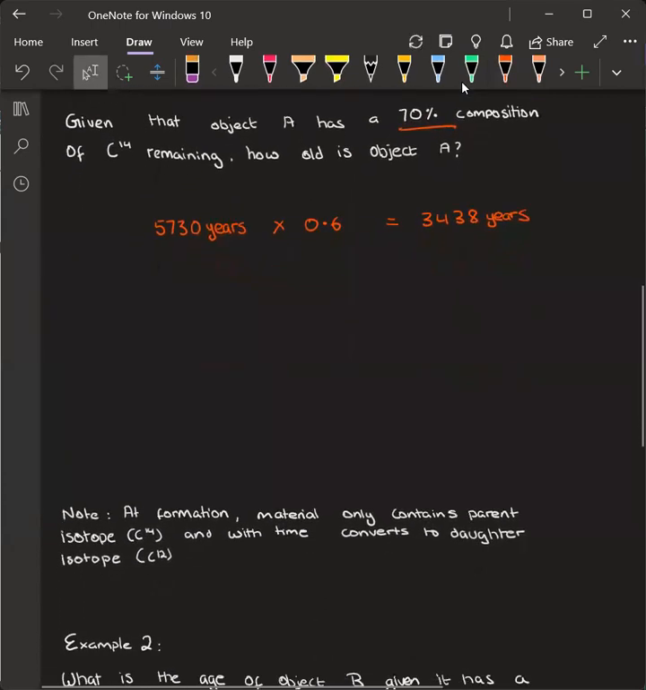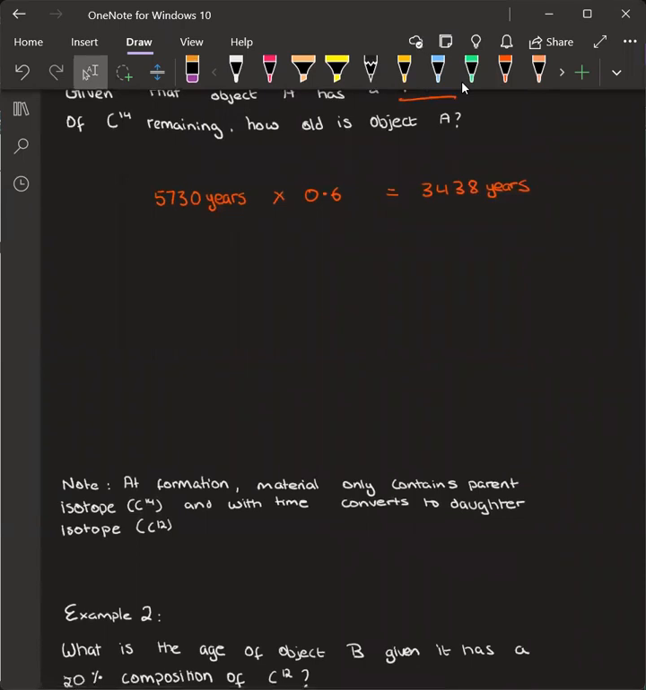Another point to note is that at formation, a material only contains the parent isotope. In this case, that is carbon-14. And with time, it converts to the daughter isotope, which is carbon-12.